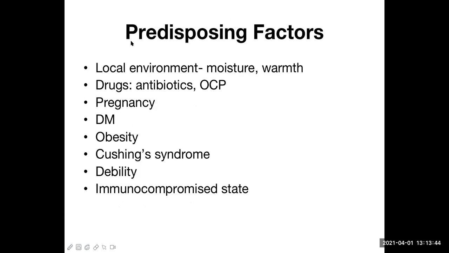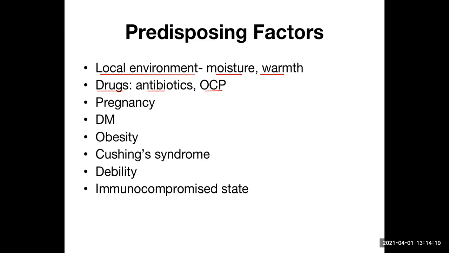What are the predisposing factors for superficial candida infection? If the local environment is very warm and humid, there is excessive moisture in the environment, then it can result in a lot of sweating. So this is one of the risk factors of candidiasis. If we use drugs like antibiotics and oral contraceptive pill, then also these are predisposing factors for candida growth.